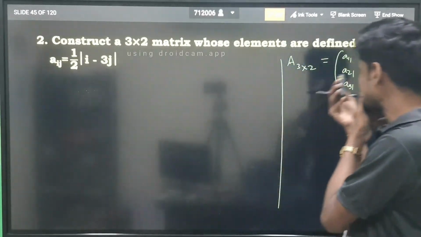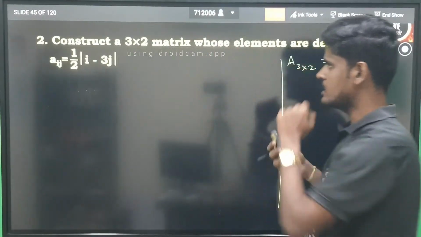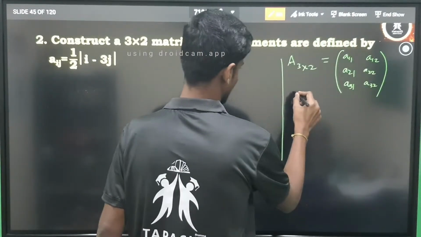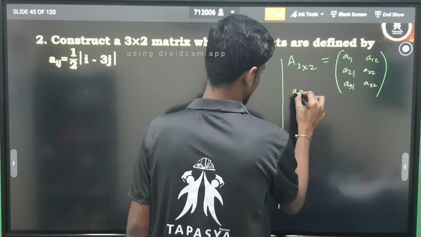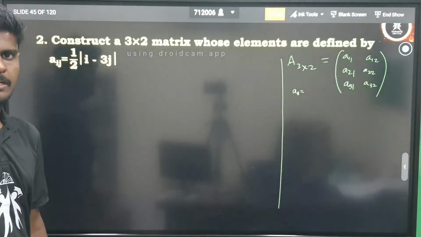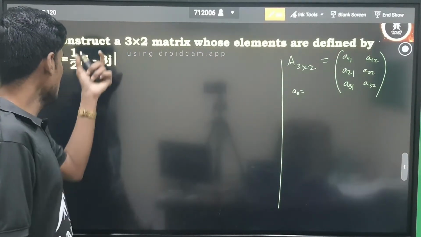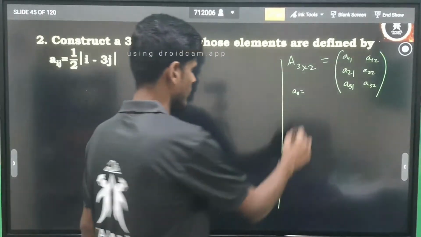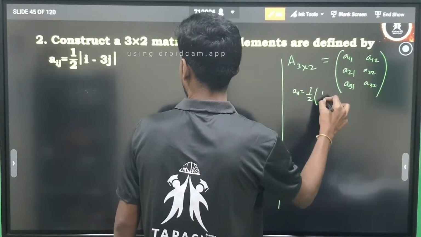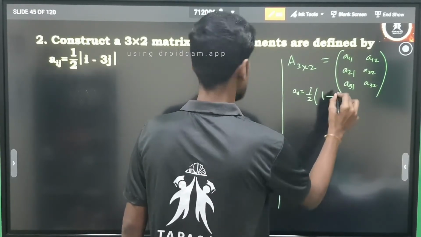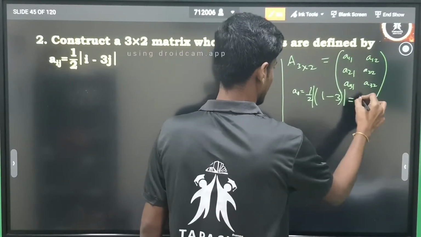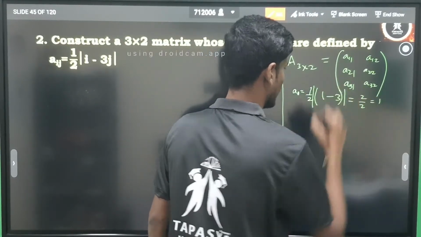Now substitute. What is a11? i equal to 1, j equal to 1. Substitute the values. So a11 is equal to half of the modulus of 1 minus 3. What is 1 minus 3? Minus 2. Mod of minus 2 is 2. 2 by 2 is 1.